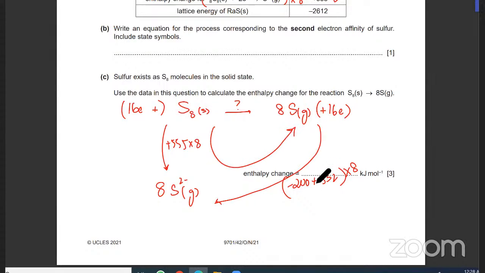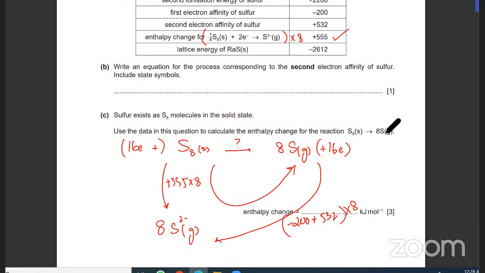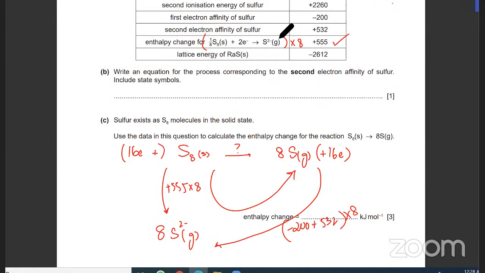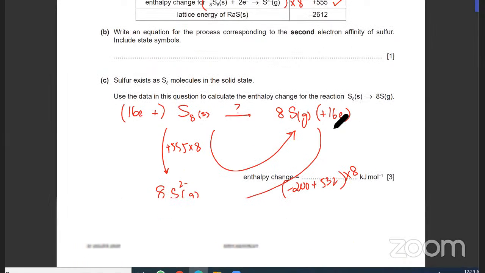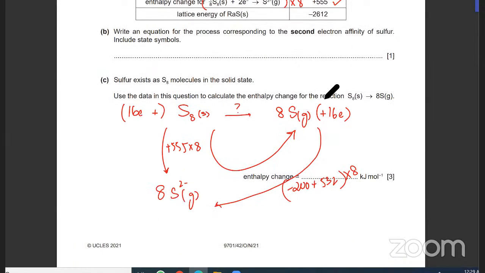Is that clear? Yes. But the questions will be difficult, though it's not impossible. Most of them are Born-Haber cycles, but just try and put that equation in the middle and try to connect as many equations as possible with this one. So most of the time a cycle will be formed.